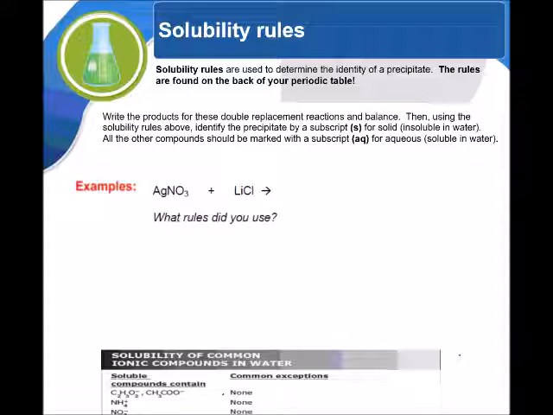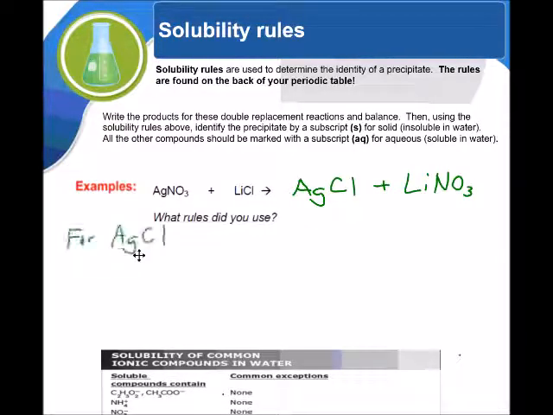So for our first example, we have silver nitrate and lithium chloride. First thing we need to do is predict our products. First product is going to be silver chloride, and our second product will be lithium nitrate. And we can check, this is balanced, so I don't have to balance it. So now I have to decide which one of these is solid and which one of these is aqueous. So for the first one, I'm going to look at silver chloride.